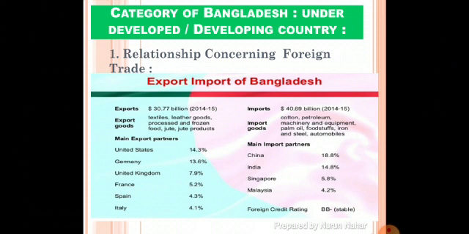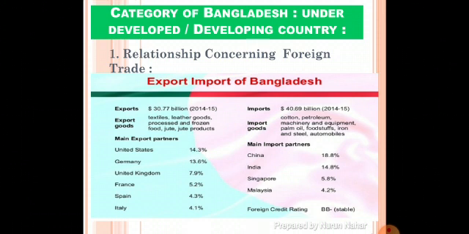The maximum part of our export income is coming from the United States of America, 14.3%, then Germany, 13.6%, United Kingdom, 7.9%, France 5.2%, Spain 4.3%, and Italy 4.1%. Let's have a look at the import status of Bangladesh.